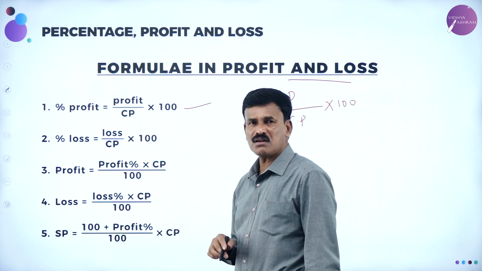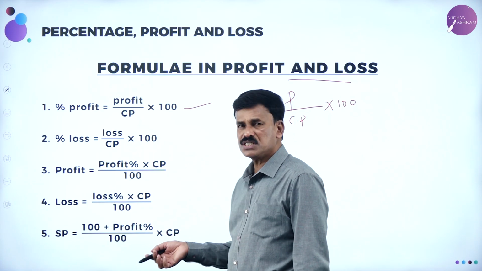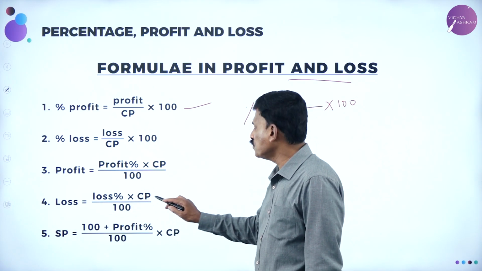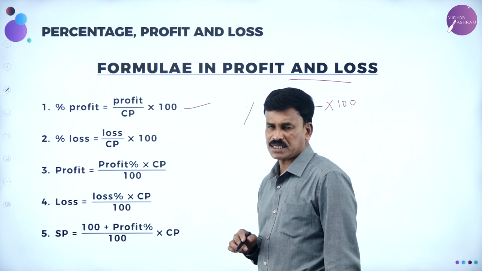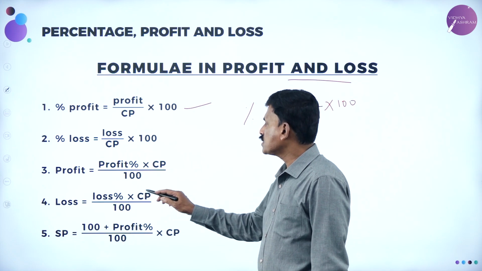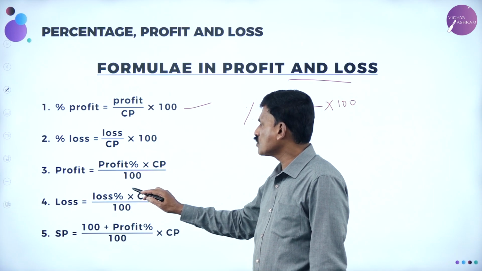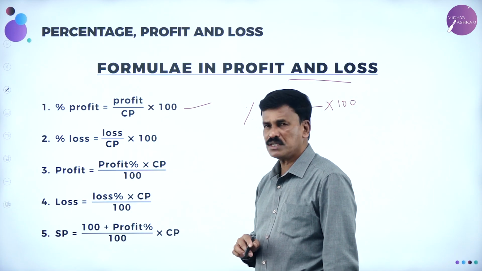Suppose you want to find the loss value. Once the percentage is known, the loss can also be determined. Loss is equal to loss percent into CP divided by 100, just as profit into CP by 100 will give the profit.